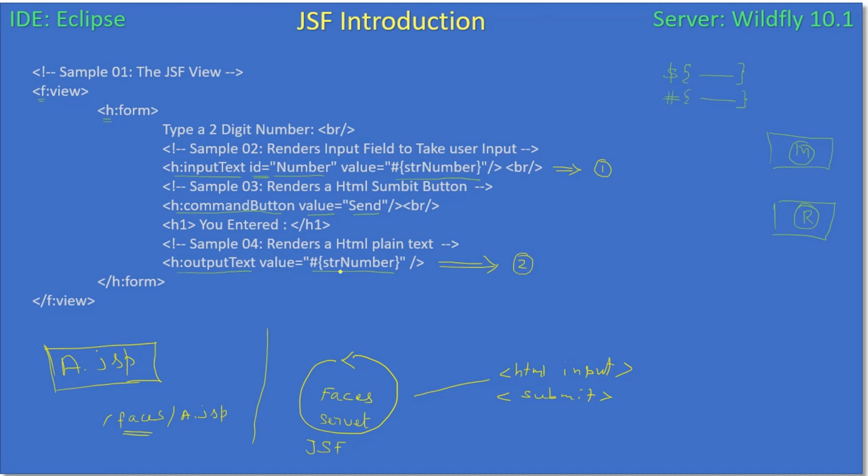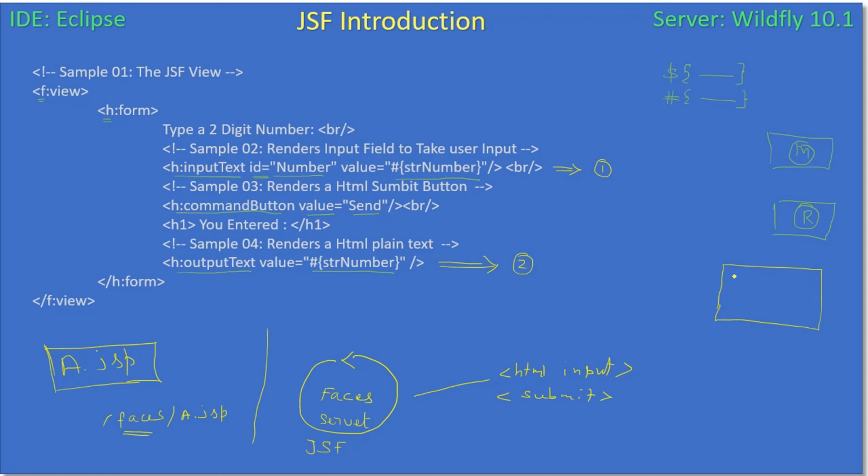Then here we won't read anything. If you see here, this is the input text, right? And there is a variable associated with it. But at this stage we don't have any variable. Why? Because this is the first time the user is browsing to this a.jsp.